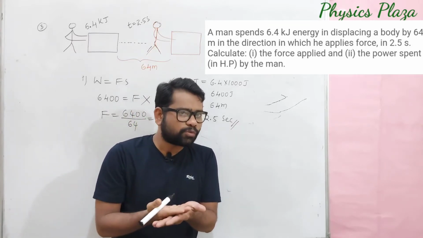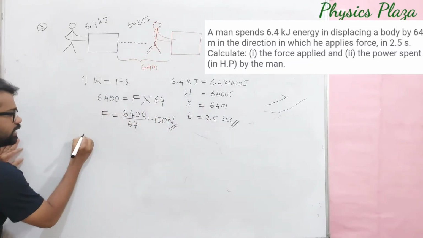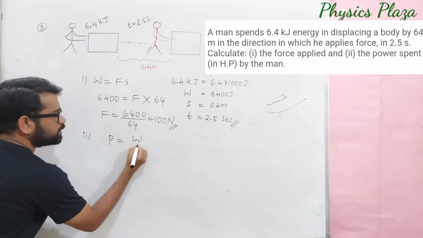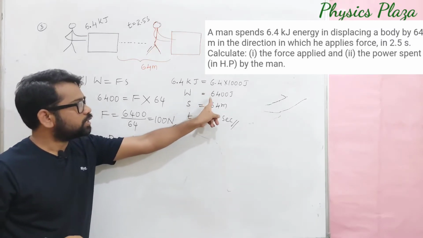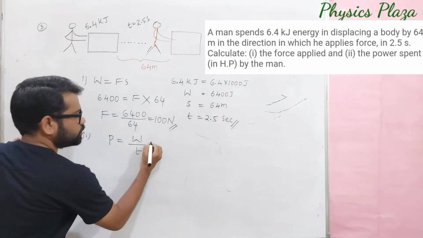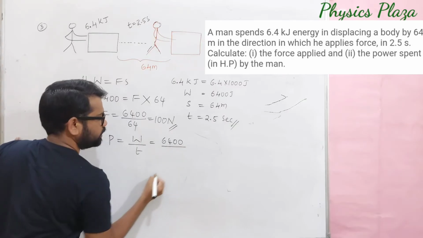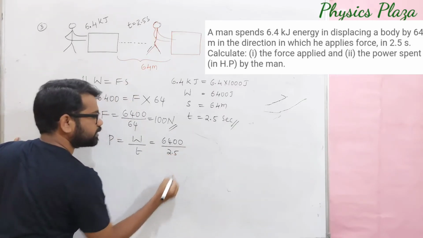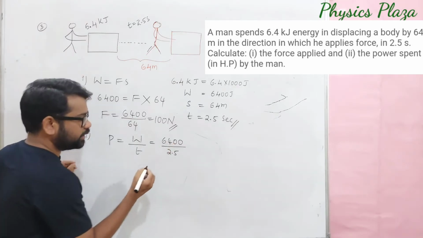Then what is the power spent by the person? Power is the rate of doing work. Let us see that. So children, power is equal to work by time. Here work is given as 6400, and time is given as 2.5 seconds. So it is 6400 by 2.5. Let us calculate this.